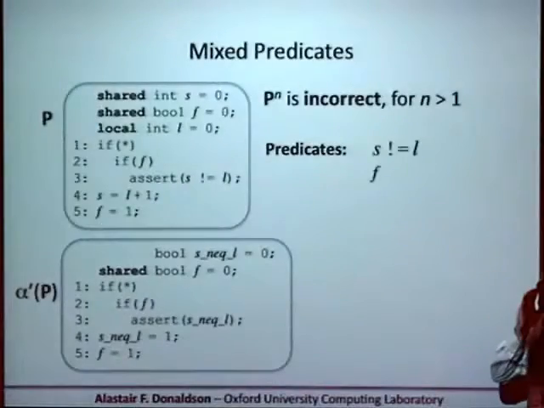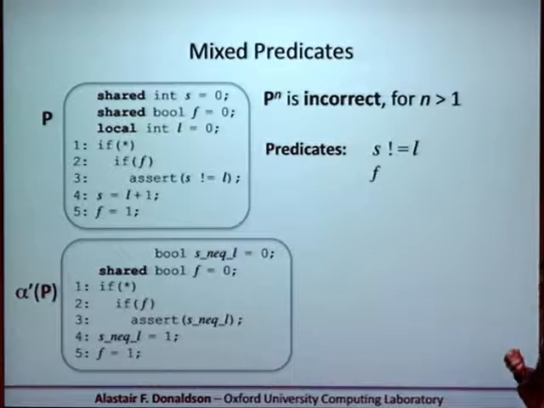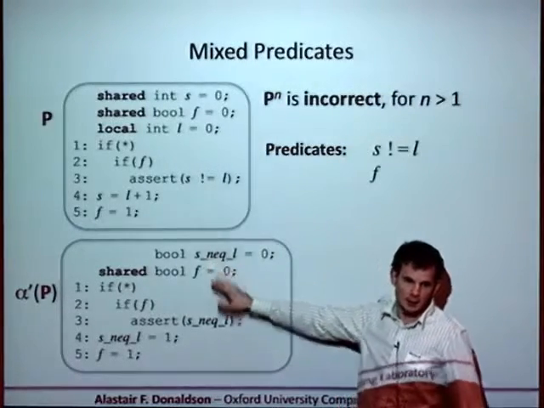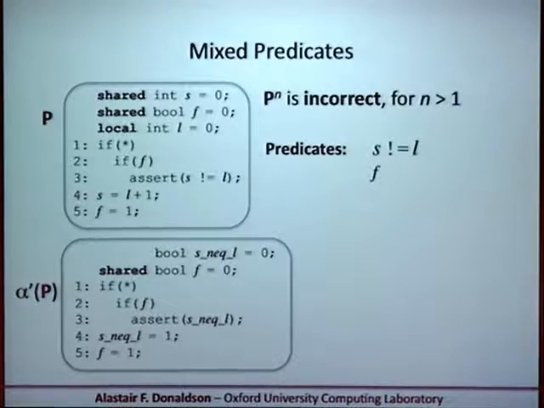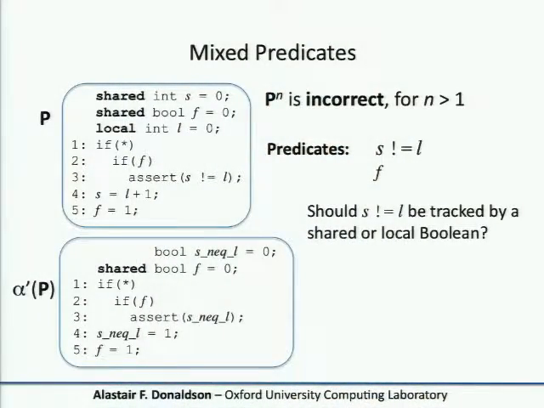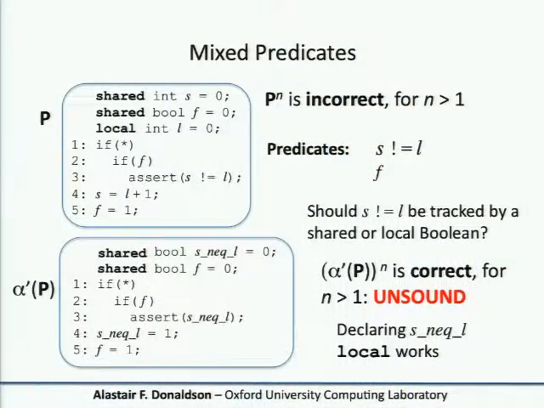So you want to show an example where you have two shared predicates, and because of that, the Cartesian abstraction introduces unsoundness. I want to introduce an example where if I make this mixed predicate S not equal to L be shared, then I will incorrectly claim that the abstract program is correct when the concrete program is incorrect. I think this example does it, but I'm sorry, I prepared this during this PPOP conference over lunch, and I'll maybe look at it after the talk, and if anyone's interested, I'll go through the details. Okay. And in this example, declaring this predicate to be local would work if the example were correct.